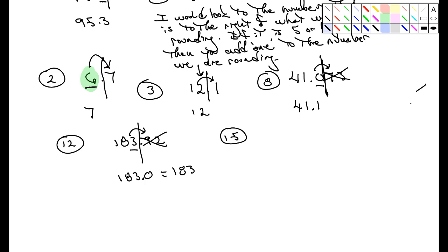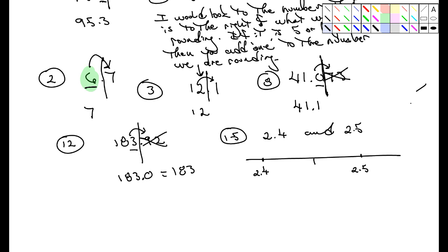15 says, if the area of a park is exactly halfway between 2.4 and 2.5 acres, what is the area of the park? Well, let's draw a number line here, okay? I'm going to call this right here 2.4. And I'm going to call this right here 2.5.